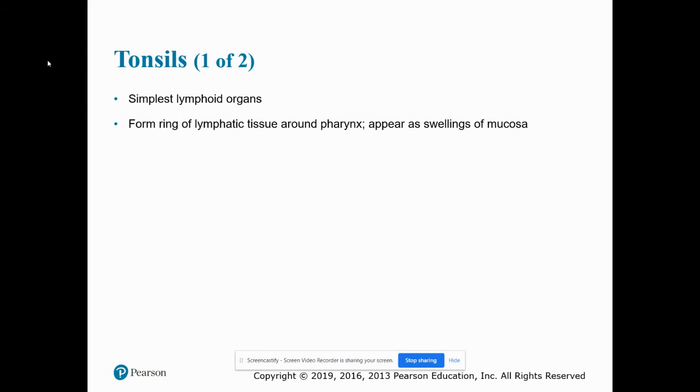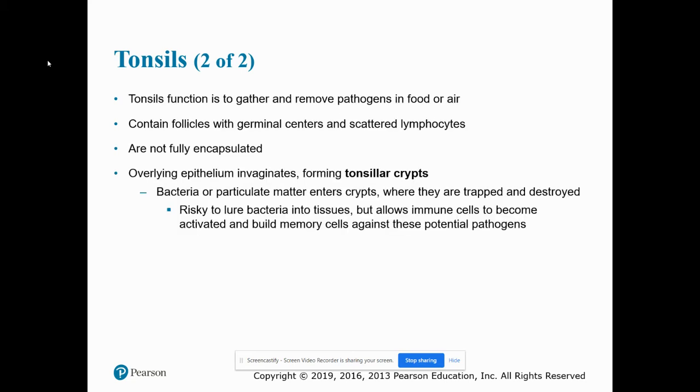The tonsils are the smallest lymphoid organs, and they form a ring of lymphatic tissue around the pharynx. They appear as swellings of mucosa, and what they do is gather and remove pathogens from the food or air. They contain follicles with germinal centers and scattered lymphocytes, not fully encapsulated.